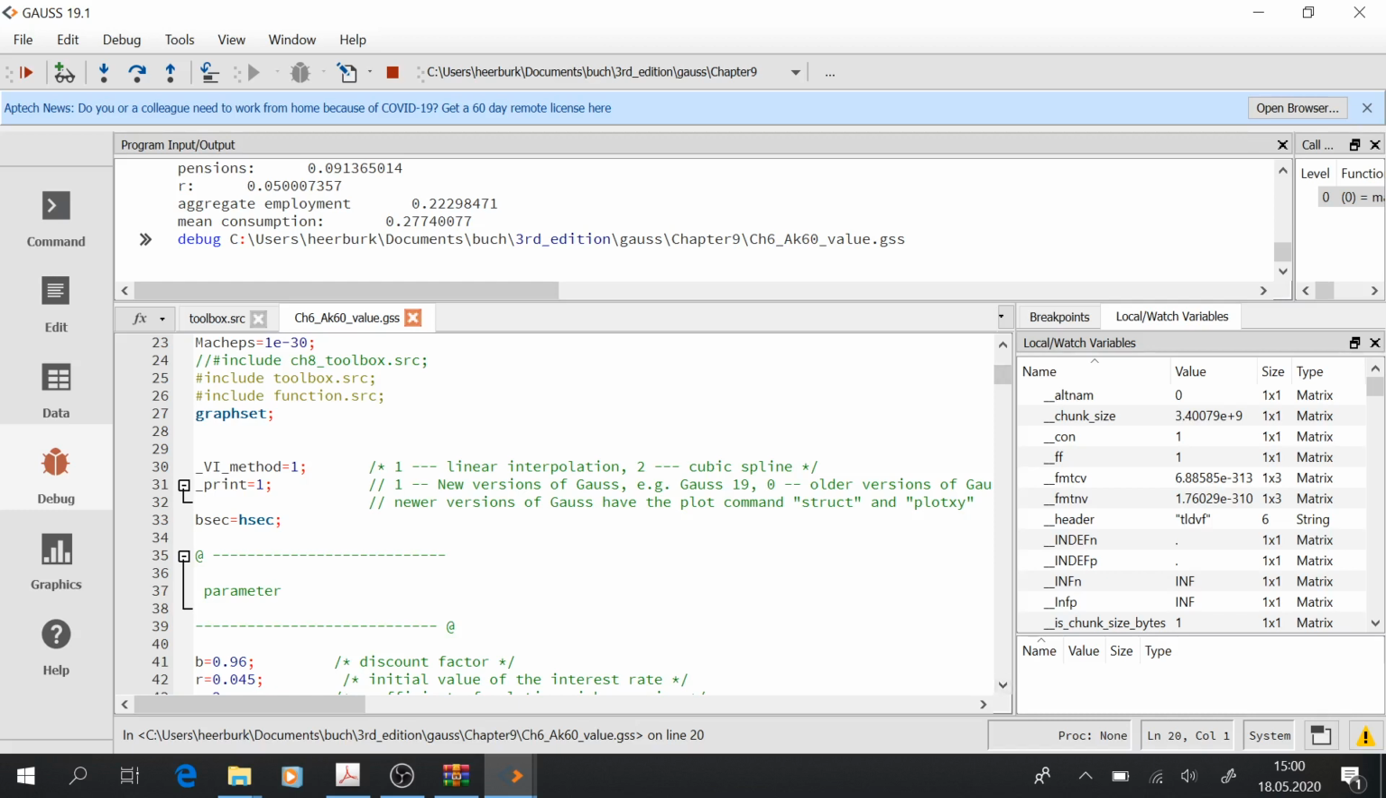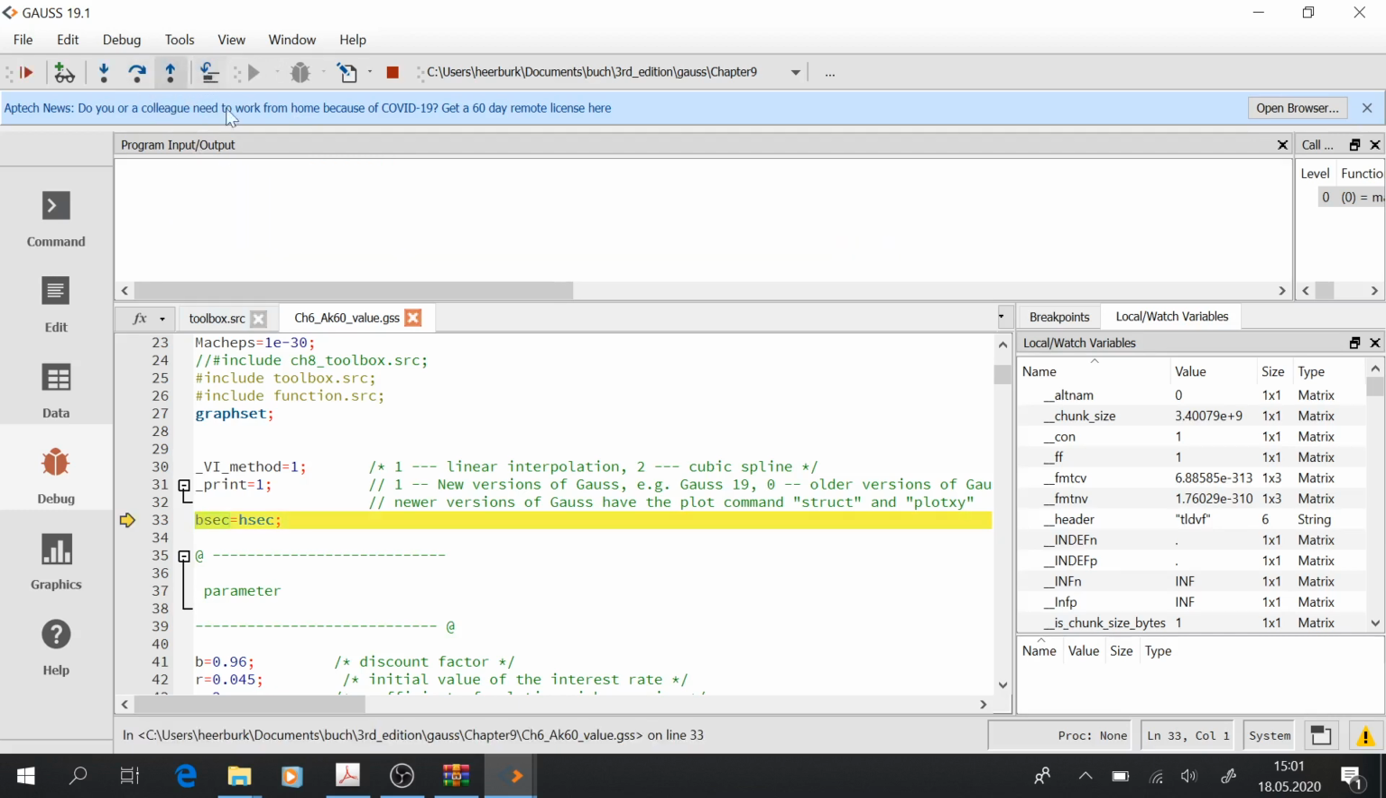In line 30, you specify whether you use linear or cubic interpolation, and we decided to use linear interpolation. And I will skip the part that's doing cubic spline interpolation. Please check the book by me and Alfred Maußner on dynamic general equilibrium modeling for the details. And we use the variable name bsec to take the computational time, the initial time when the whole program started.